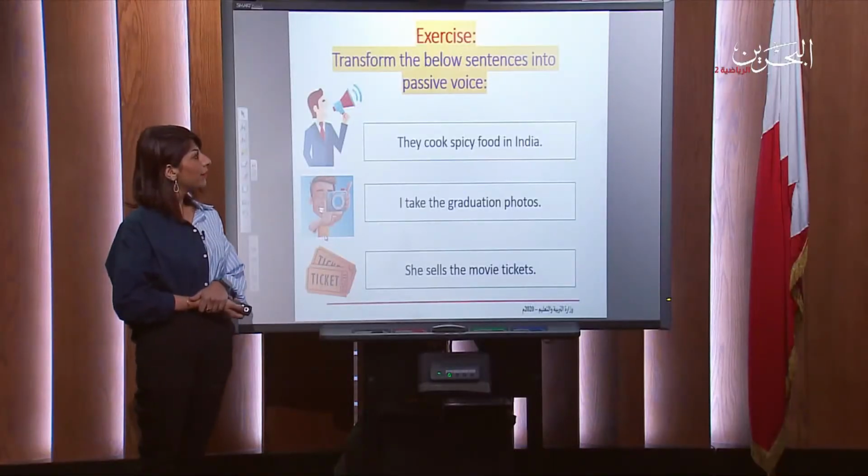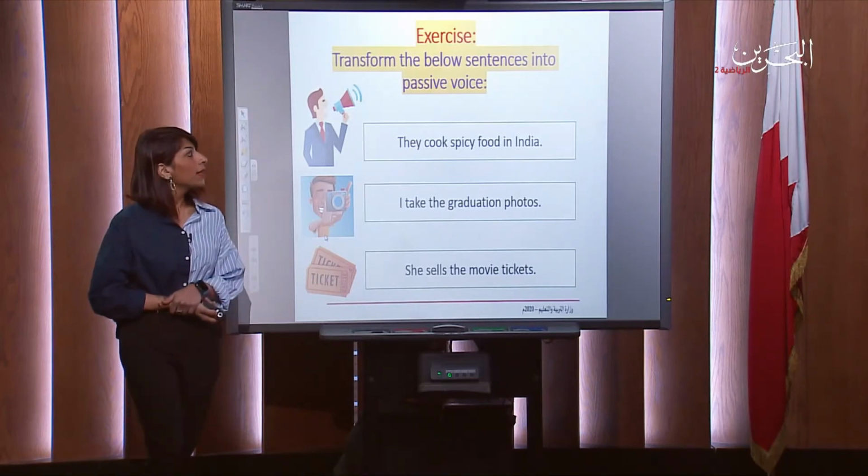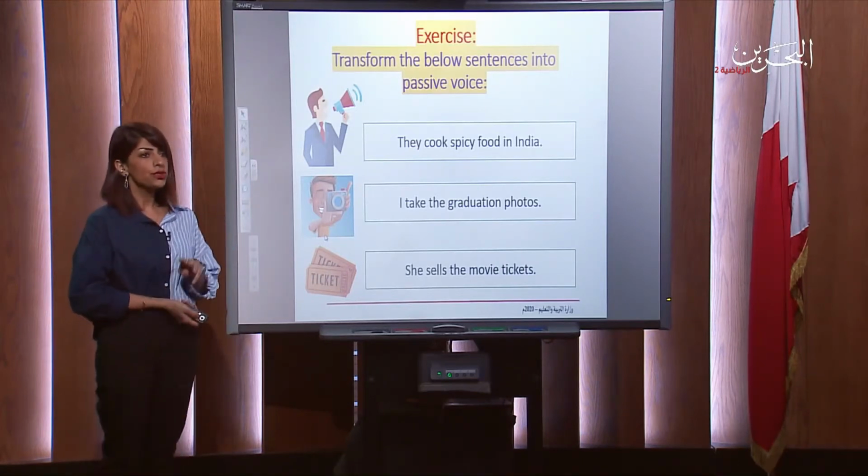Now, this is a very easy exercise, I believe. I will ask you in 2 minutes to transform the sentences below. There are 3 sentences. I want you to transform them into passive voice. So let's start now. You have 2 minutes. Let's do it together.